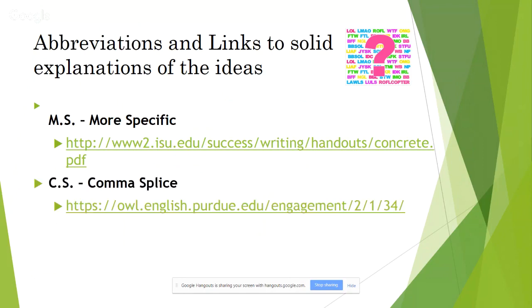Comma splice. This is a big one for freshman writers, but other writers as well. A comma splice is where you put a comma between two clauses, whether independent or dependent, and don't have the proper linking word: and, but, so, and so on. So basically you have two sentences that are separated with a comma instead of a period. There's a more detailed explanation on the Online Writing Lab at Purdue University.